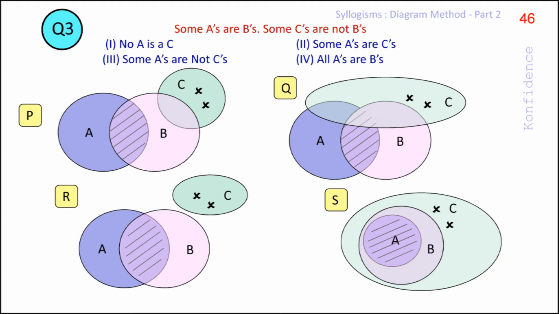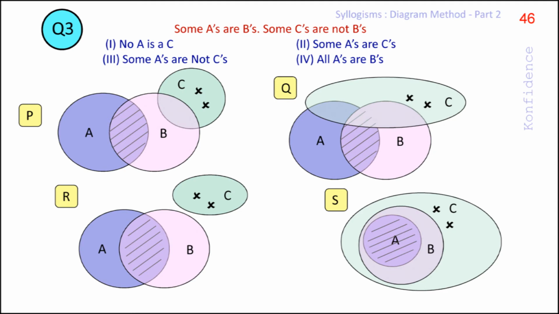Now look at conclusion 2. Some A's are C's. It will be true in figures Q and S, but not in P and R. So that is also out. What about conclusion 3? Some A's are not C's. It is valid in figures P, Q and R, but not in S, where A is completely within C. So that is also ruled out.